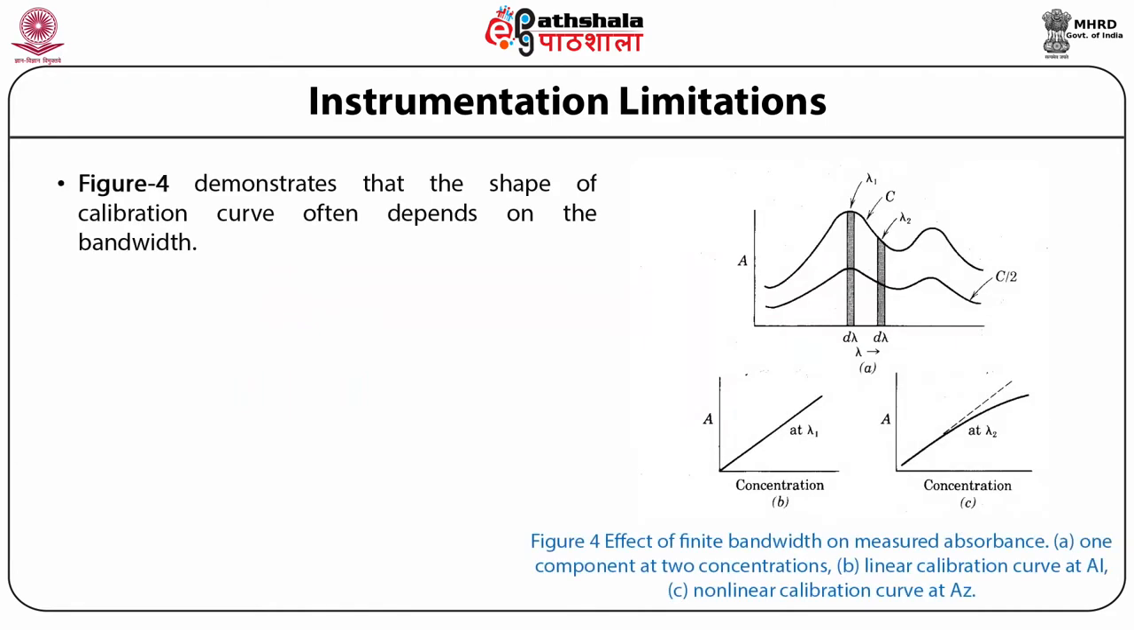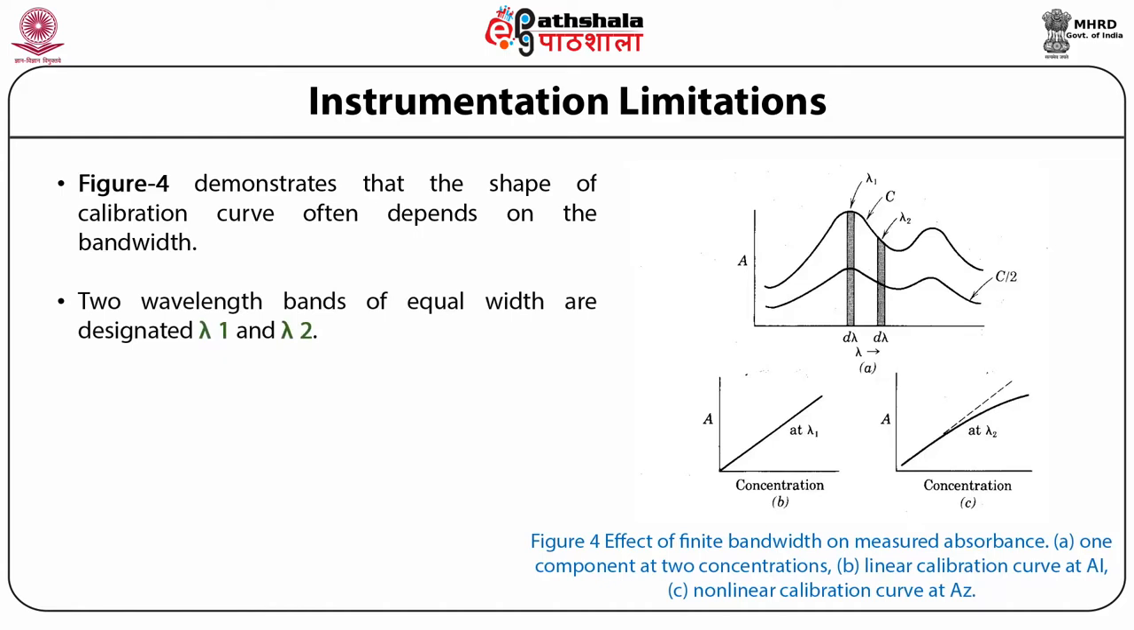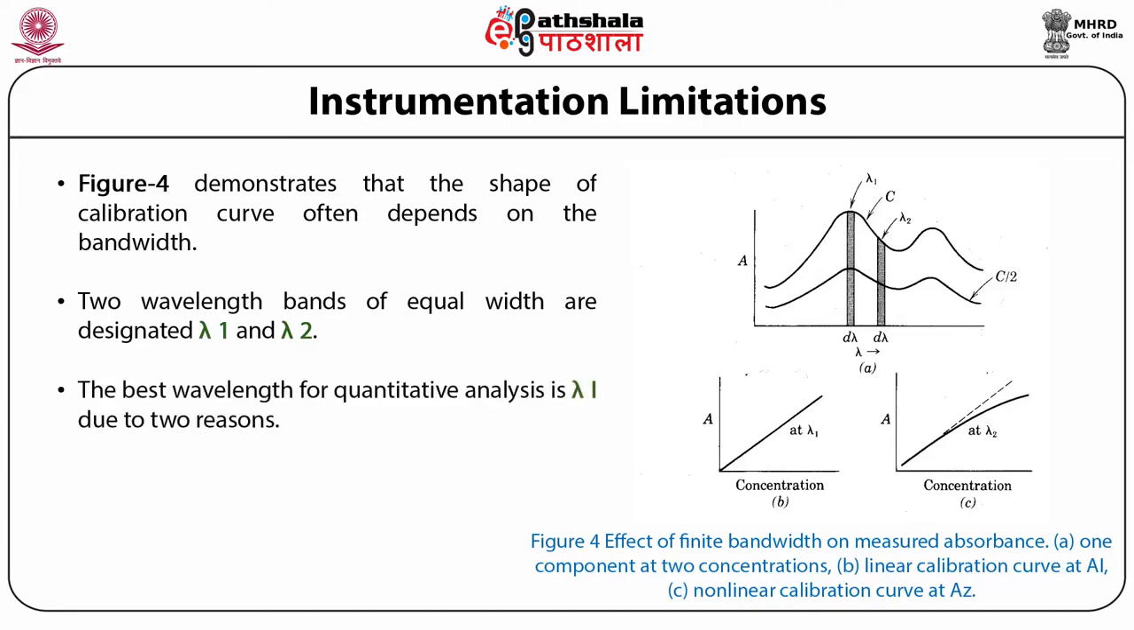Figure 4 demonstrates that the shape of the calibration curve often depends on the bandwidth. Two wavelength bands of equal width are designated lambda 1 and lambda 2. The best wavelength for quantitative analysis is lambda 1 due to two reasons.